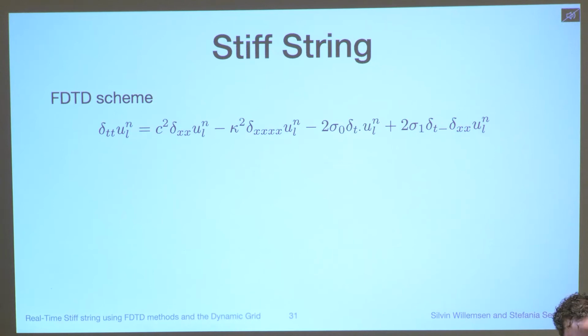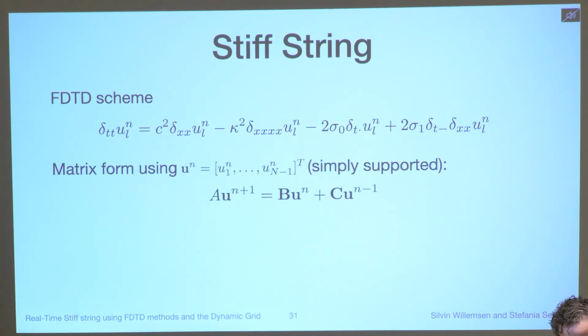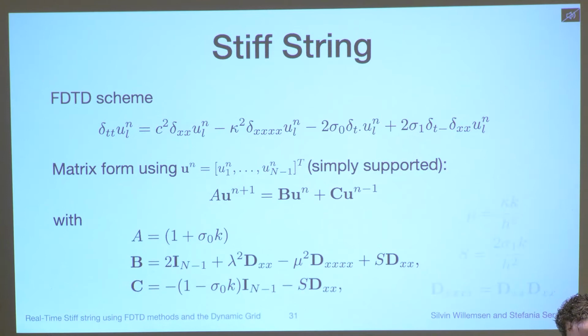So what we can do here with the stiff string is to save the states in a vector and write these in matrix form. There's a lot going on here, but the most important thing is that the DXX operator encompasses the spatial derivative. And this fourth order spatial derivative is simply, in the simply supported case, a multiplication of DXX by itself.